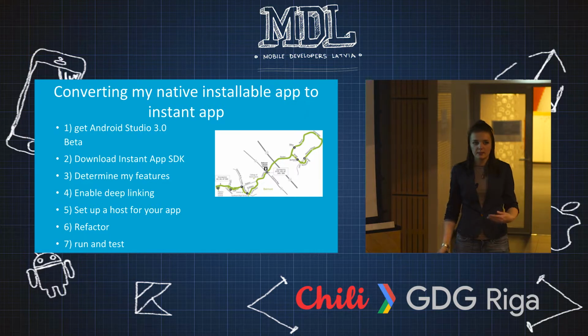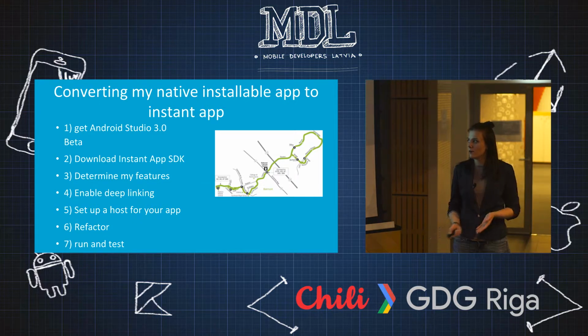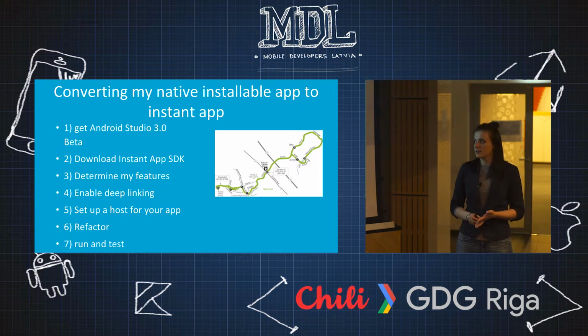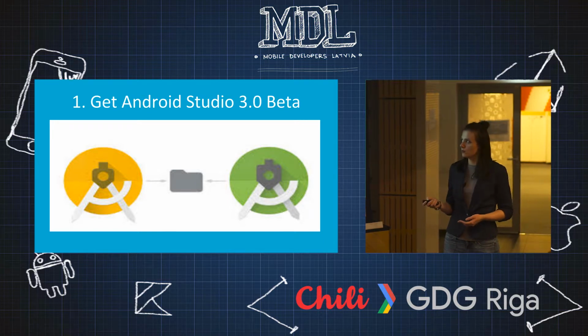So what were the steps that I had to do to convert my app to Gradle 3.0 and to also extract an instant app module from it. So the first step was obviously to get Android Studio 3.0, then to download Instant Apps SDK, determine what my features are going to be, enable deep linking for the URLs that are going to serve as the entry points, set up a host for my app, refactor the code according to the modules, finally run, test, deploy it, and so on. So step number one was to download the Android Studio 3.0.